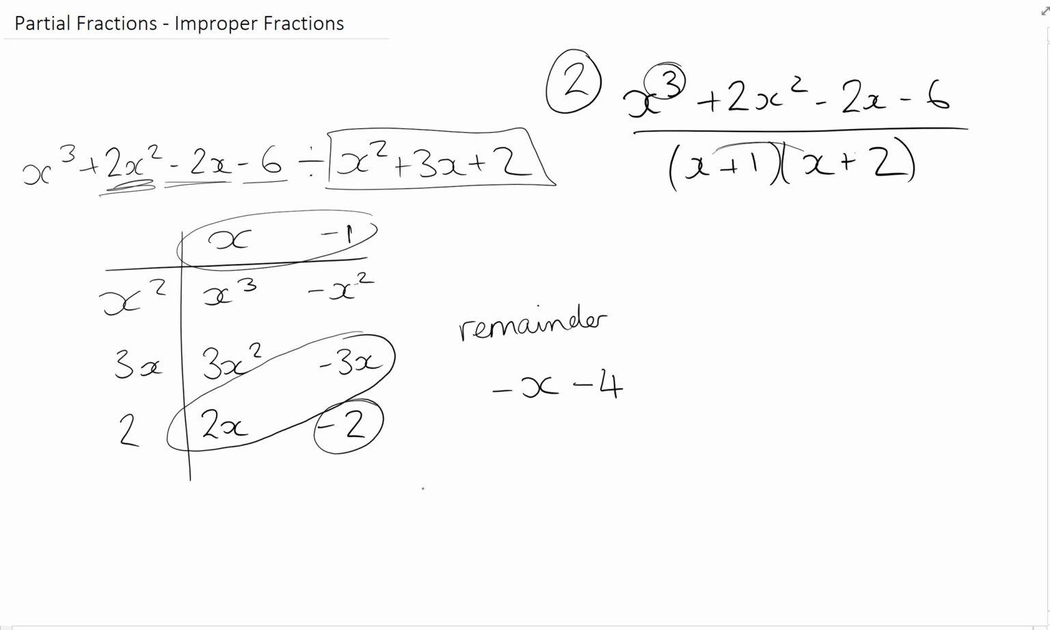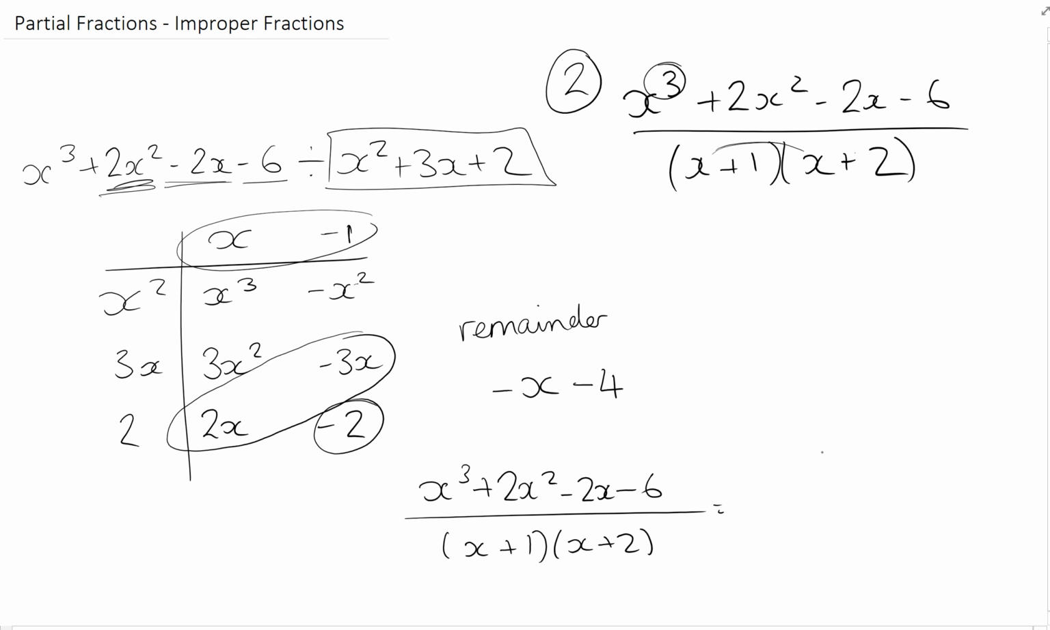So this now allows me to write x cubed plus 2x squared minus 2x minus 6 over x plus 1, x plus 2. That is written as the division itself, so what the result was, which was x minus 1, and then I'm going to add on as a fraction the minus x minus 4 over what we were originally dividing by of x plus 1 and x plus 2.